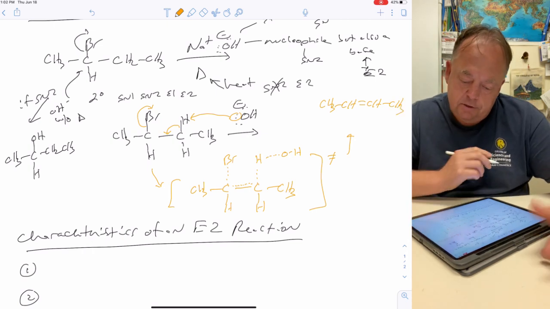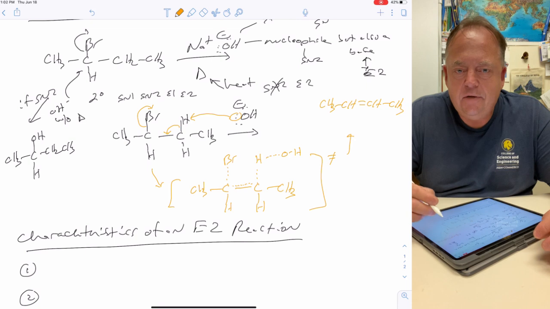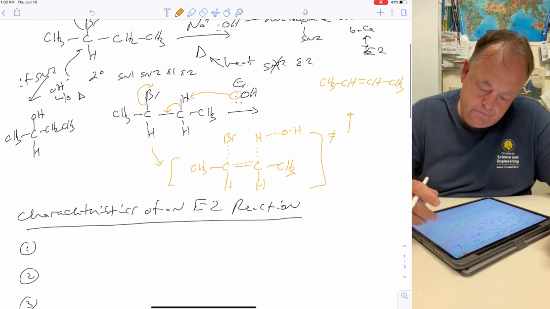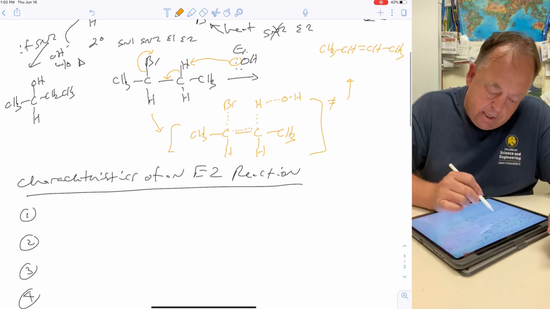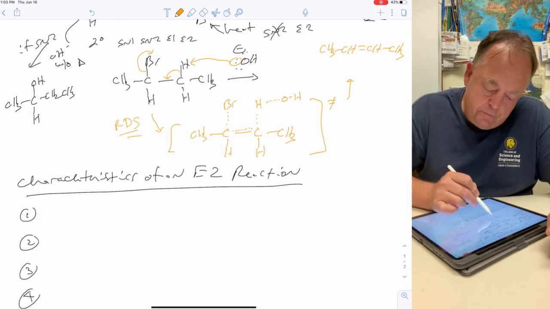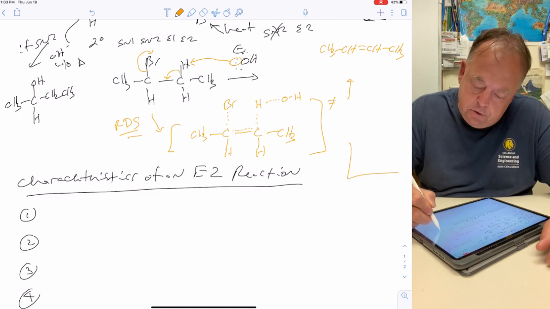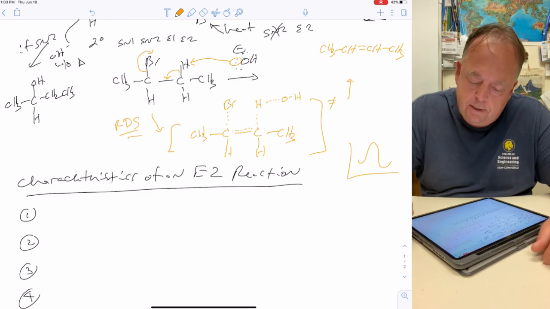Just like an E1 makes an alkene, E2 reactions always make alkenes as well. That's the rate determining step, the first step. There is only one step in the reaction. You go through the transition state, and then you go on to product. So it's a one-step reaction.